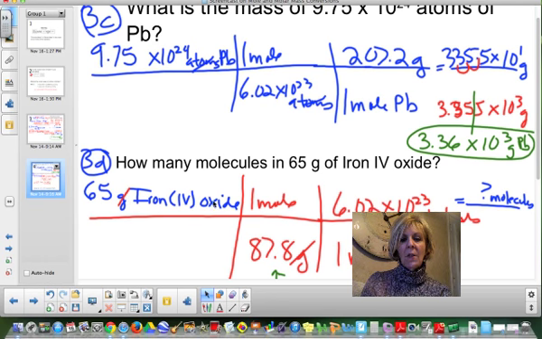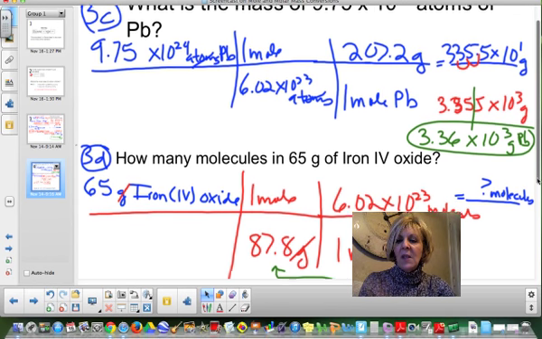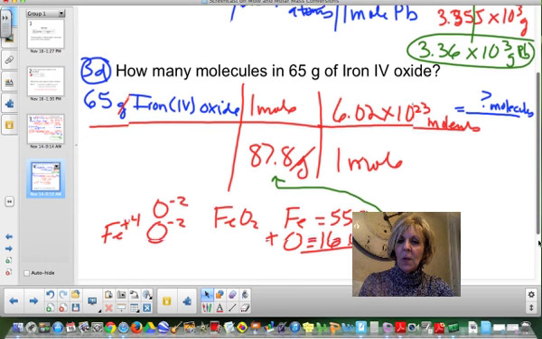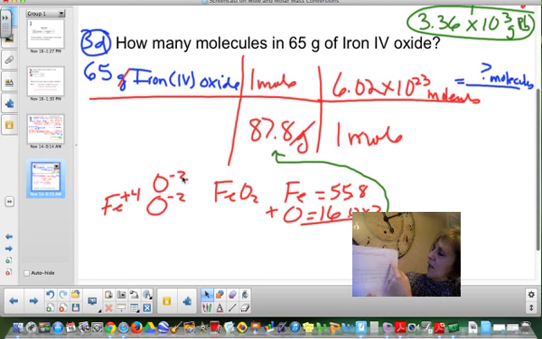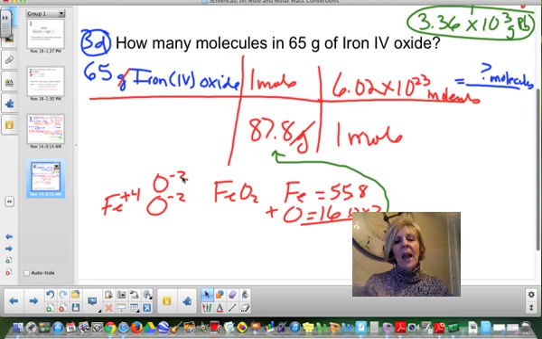65 grams of iron 4 oxide in 1 mole. Now I got to figure out how much does 1 mole of iron 4 oxide weigh. So this is where I have to use my nomenclature. Okay, so iron 4, I know that the Roman numeral means the charge of a transition metal, so iron 4 is Fe plus 4. Oxide is O minus 2, I know that because every one in oxygen's column is a minus 2 and it forms an ion. And so that's how I get the formula FeO2. That is the formula for iron 4 oxide.